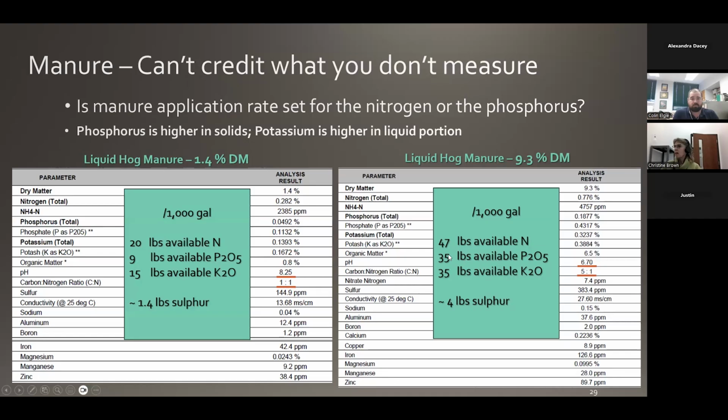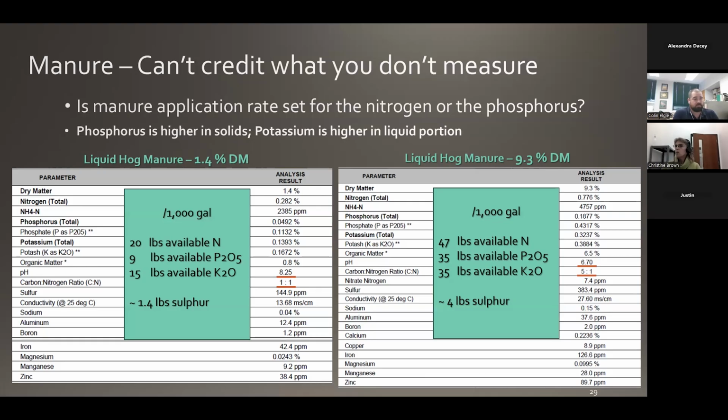Where we've got that thicker manure, we've got a lot more nitrogen, about 47 pounds of available nitrogen per 1,000 gallons, more than 3 times what we're getting in the liquidy manure, and then 35 pounds of potassium and about 4 pounds of sulfur per 1,000 gallons. One thing to note is that the phosphorus is higher in the solids, where the potassium is higher in the liquid portion of that manure. So as we get thicker manure, we tend to see higher phosphorus levels.